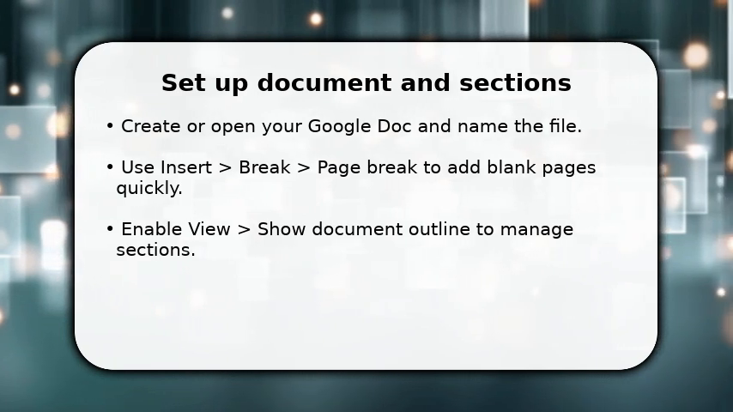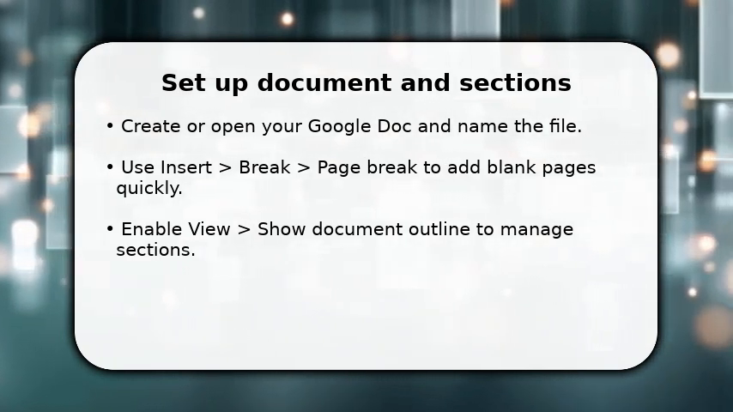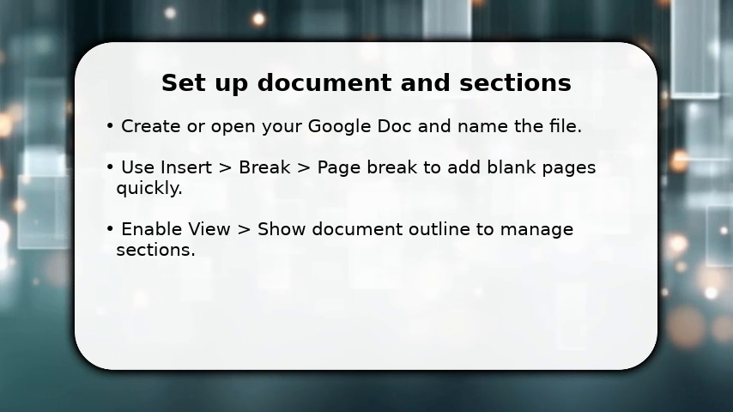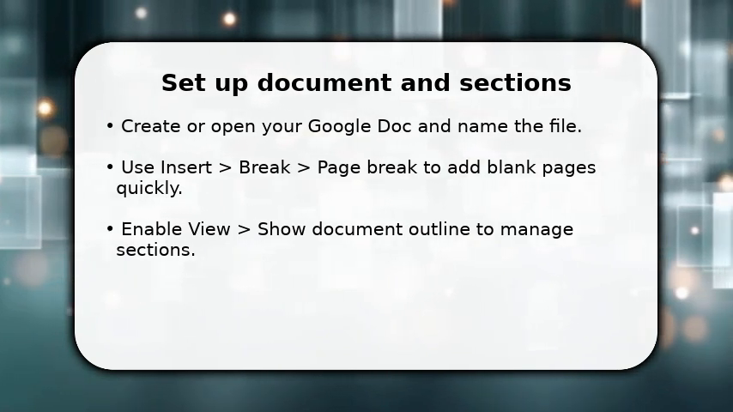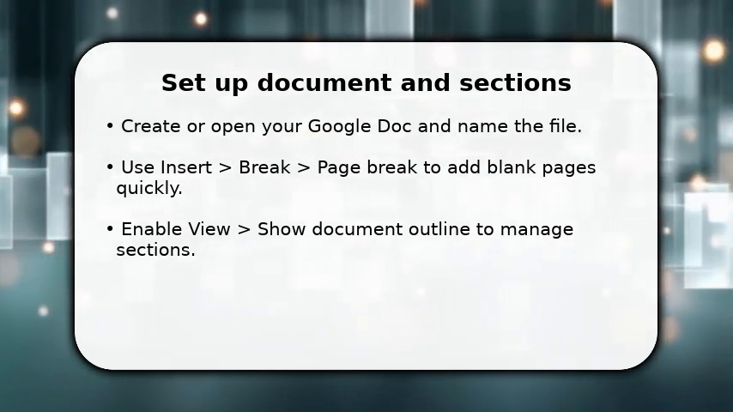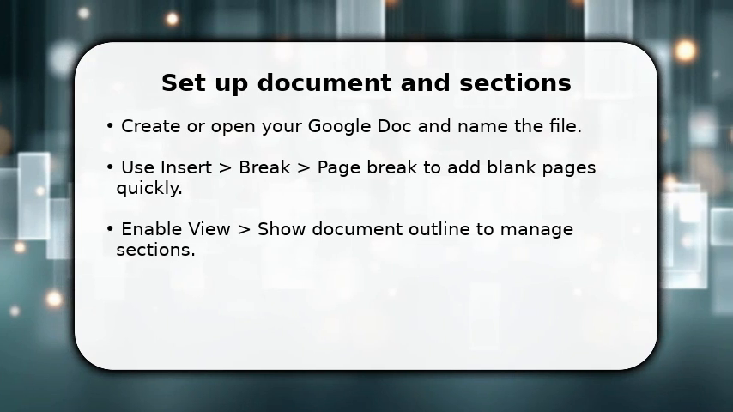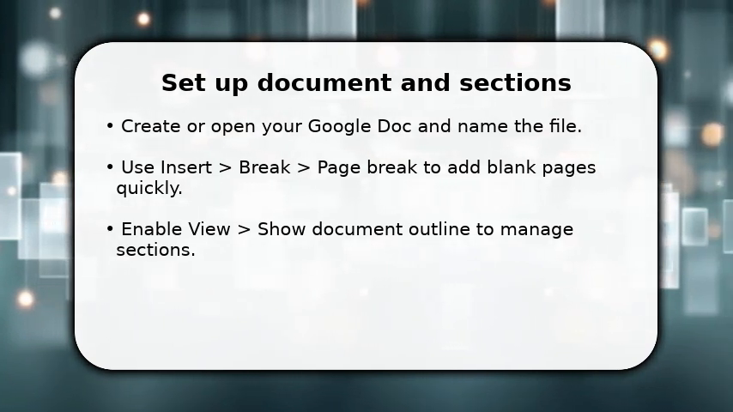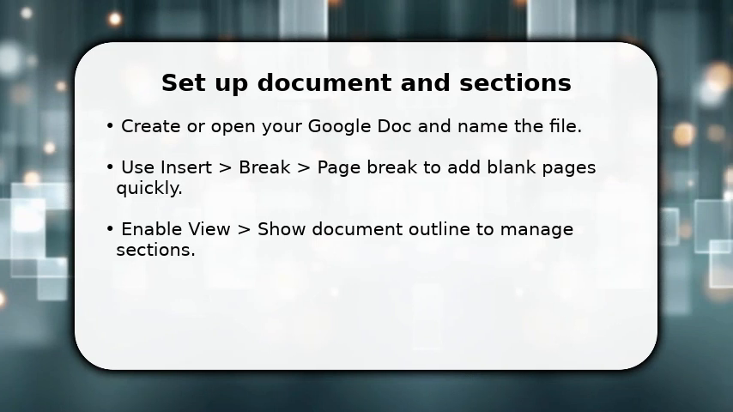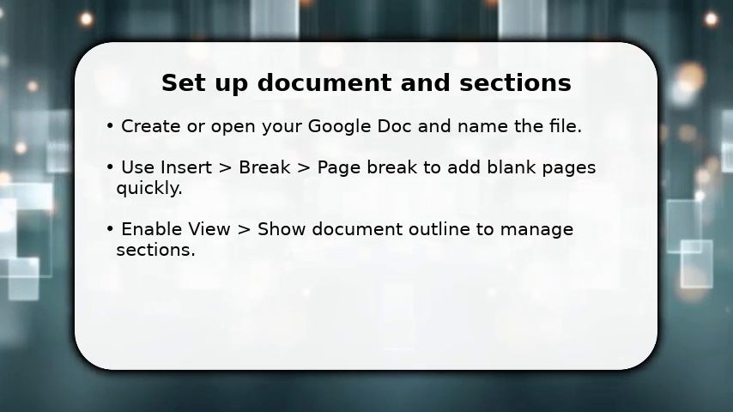For sections that need independent headers and footers, use insert break section break, next page. Once done, enable view show document outline to jump between headings. This saves time when rearranging and ensures your references, title page, and abstract sit on separate pages.